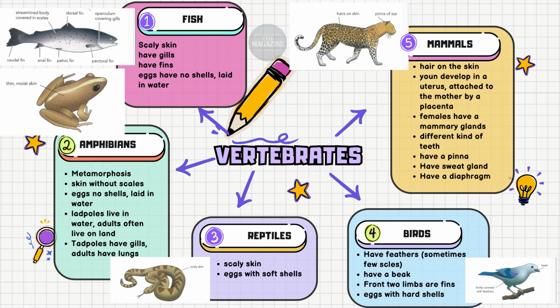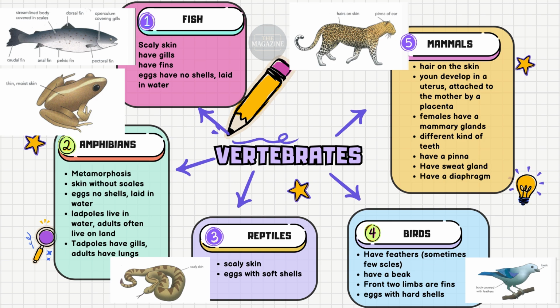In both of them they have skin, but it is without scales. They lay eggs in the water. Those eggs don't have shells. And tadpoles live in water. Adults often live on the land. Next one, tadpoles have gills, but adults have lungs because they live on the land.